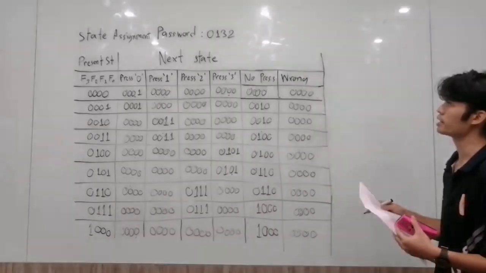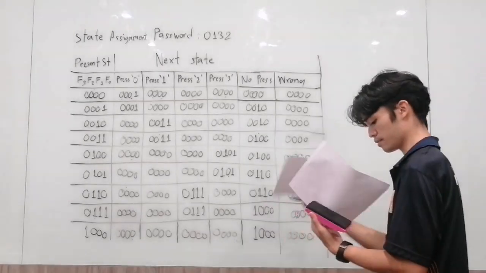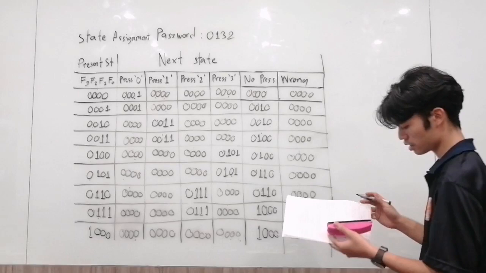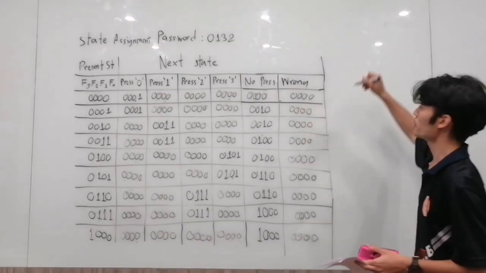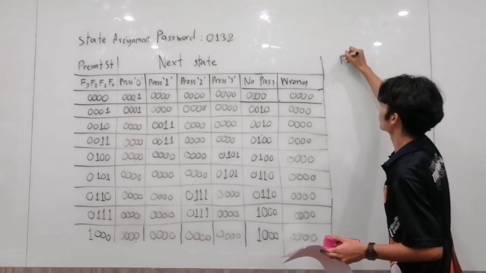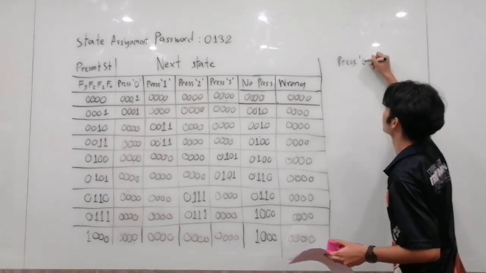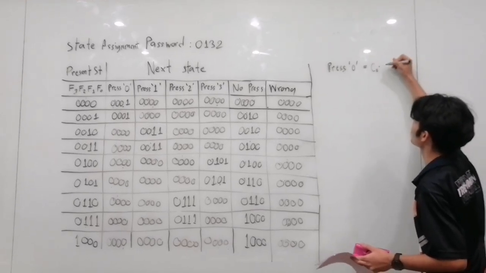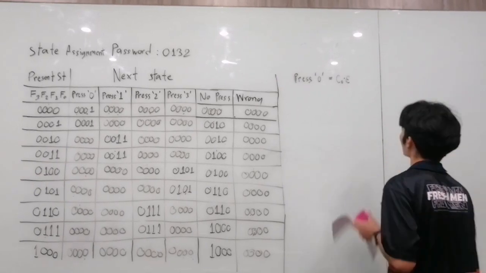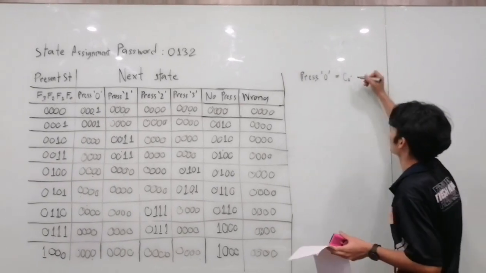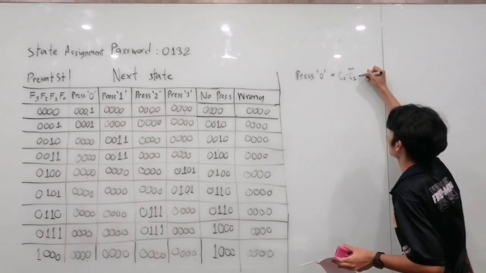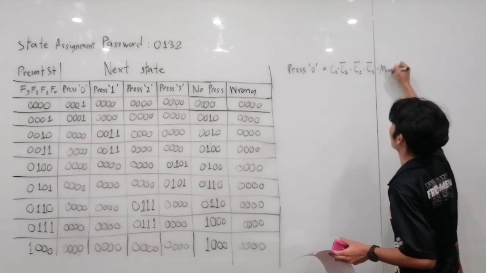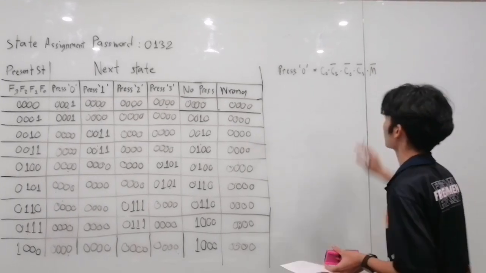This is all of the state assignment. Before I go to the left block equation, I will tell you press 0 is C0 and with C1 bar, and with C2 bar, and with C3 bar, and with M bar.